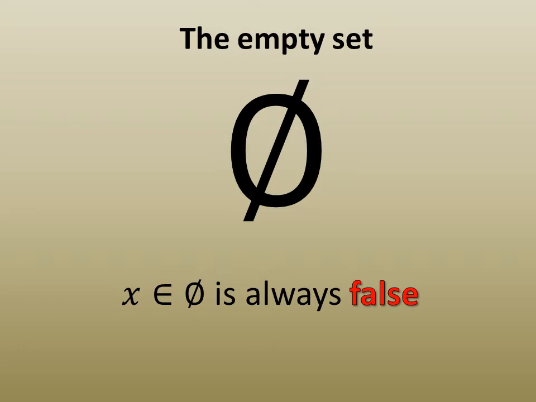Another important set is the set containing no elements, called the empty set, which is denoted with this symbol. Usually, a proper subset of a set X is neither X nor the empty set. We will adopt this convention too. Note as a consequence of the definition that the statement X belongs to the empty set is always false.